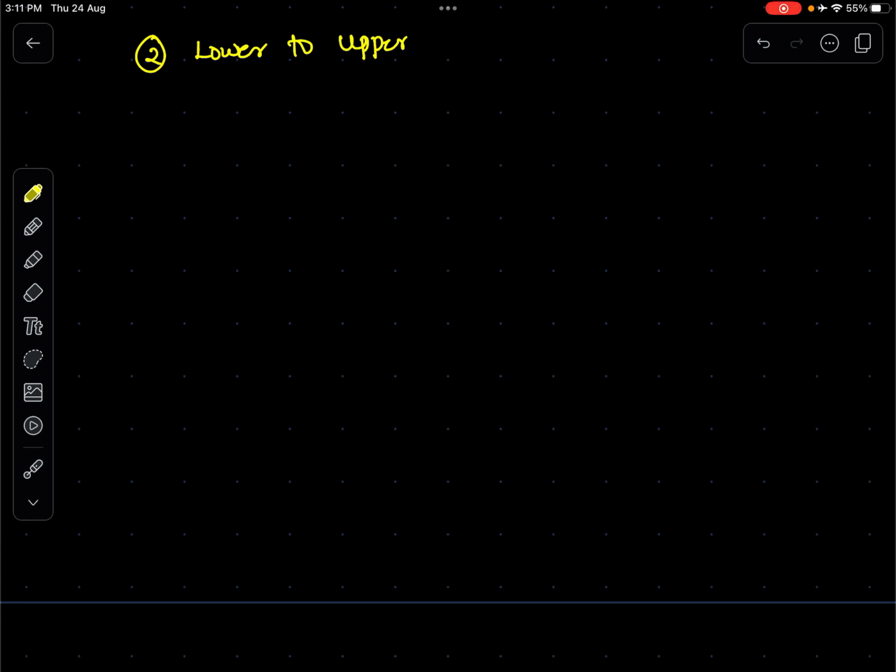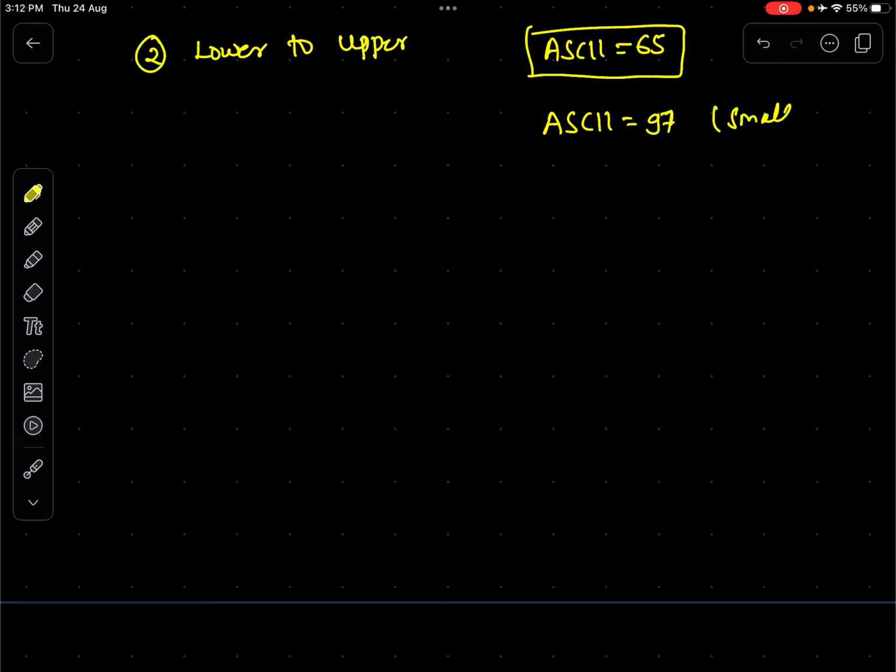Now we know that lowercase starts from ASCII value 97, so we need to remember this, right? Upper starts from 65, smaller starts from 97. I will write in brackets smaller, and here is upper, right? Now say for example I have the character x equals c. This is small, and I need to convert it into the capital C.